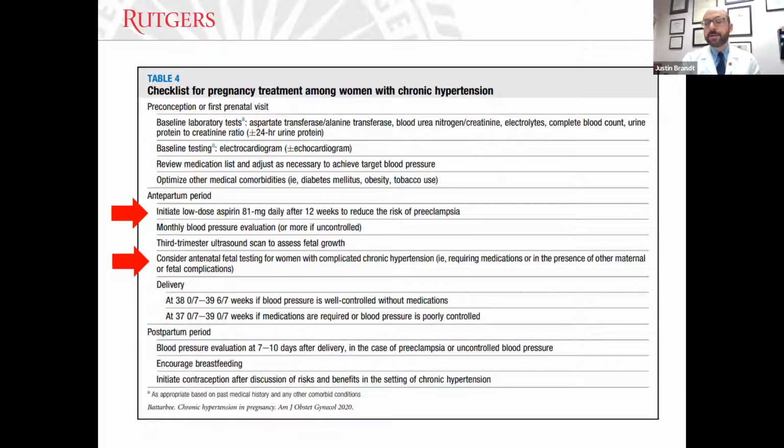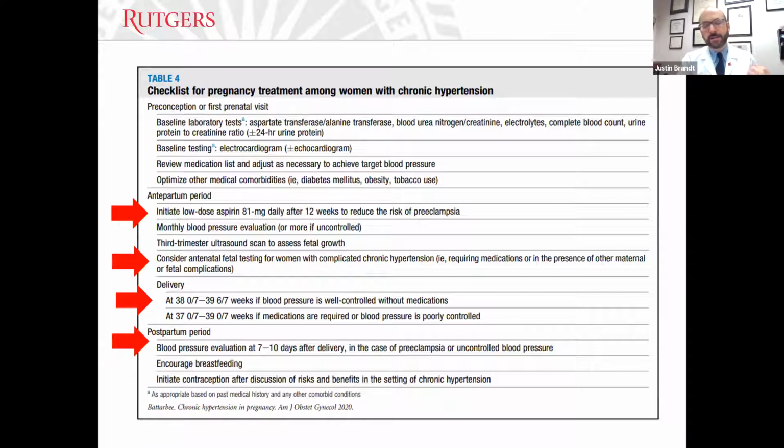We do early recognition of complications for patients who have chronic hypertension with surveillance of fetal growth and well-being, and then time delivery based on blood pressure control and other complications. So optimally, we are delivering these patients before complications occur.